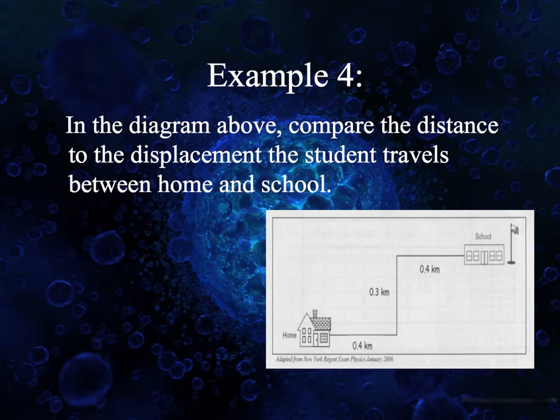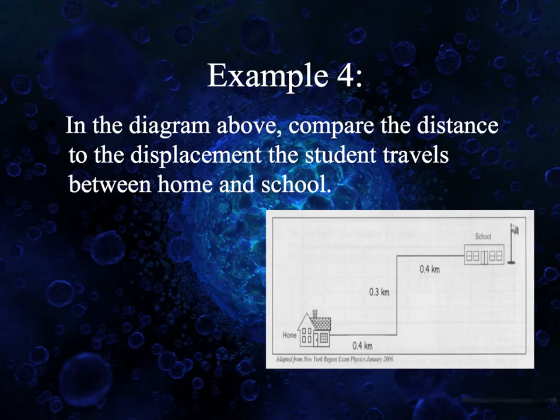Okay, in our next example, we have a diagram here, and we want to compare the distance to the displacement. Remember, distance was the total length traveled. Displacement was that shortest path back to where we started. If we could draw one straight line back to where we started, that would give us our displacement.